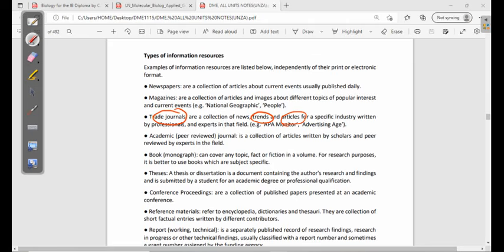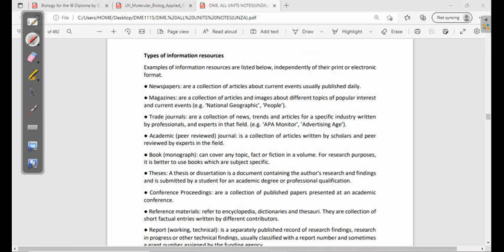Another thing that you can talk of is an academic journal or a peer-reviewed journal. An academic journal is simply a collection of articles written by scholars and peer-reviewed by experts in that field. Whenever we're talking about academic, it's not just written by anyone who feels like writing it and then gets to post it. It's written by experts in that field. You will not find an engineer writing a book on medicine unless they're an expert in that field.